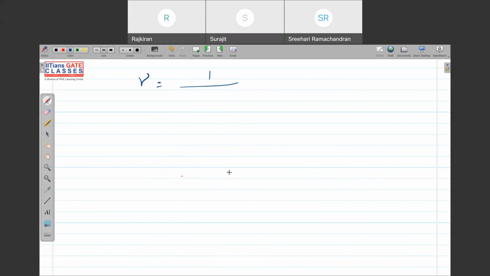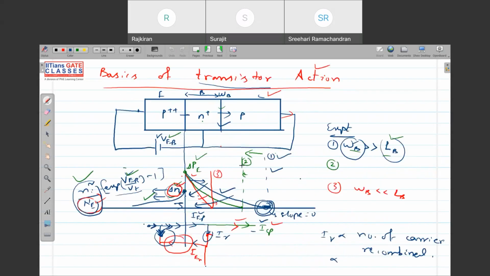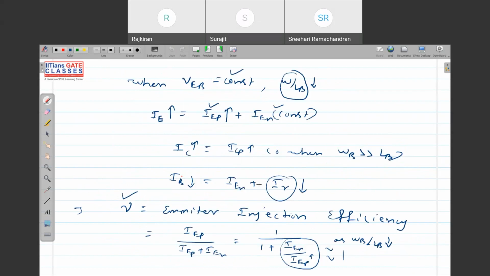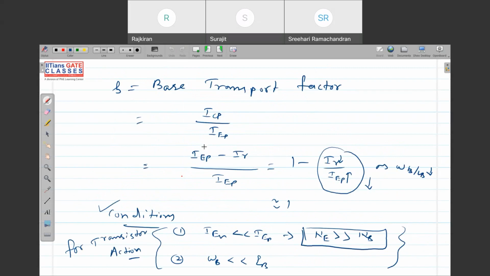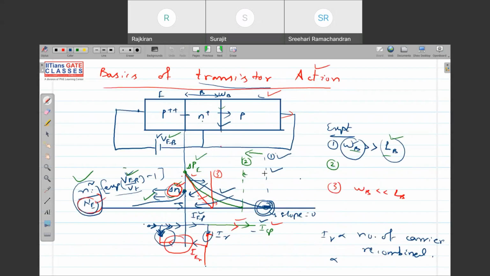Okay. So see, Surajit's question is: we are telling that ICP is the injected carrier minus the recombination current. So after it reaches the junction, how do they cross the junction, even if it is zero bias? That is the question, right, Surajit? Yes, the question is how they cross the junction after reaching here and pass to the collector side, even if there is zero bias.